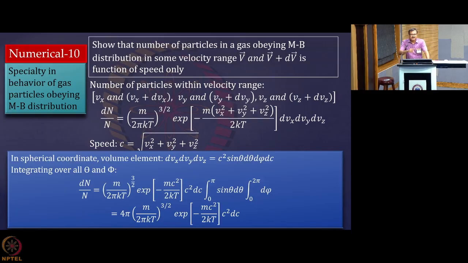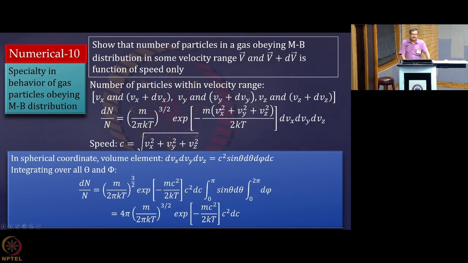Now, in this problem, what is shown here is that the number of particles in a gas obeying the MB distribution in some velocity range V and V plus dV is a function of speed only. This is a very interesting conclusion, that the number of particles is a function of speed only. Velocity is a vector, but C is a scalar quantity. It is the square root of Vx square plus Vy square plus Vz square.